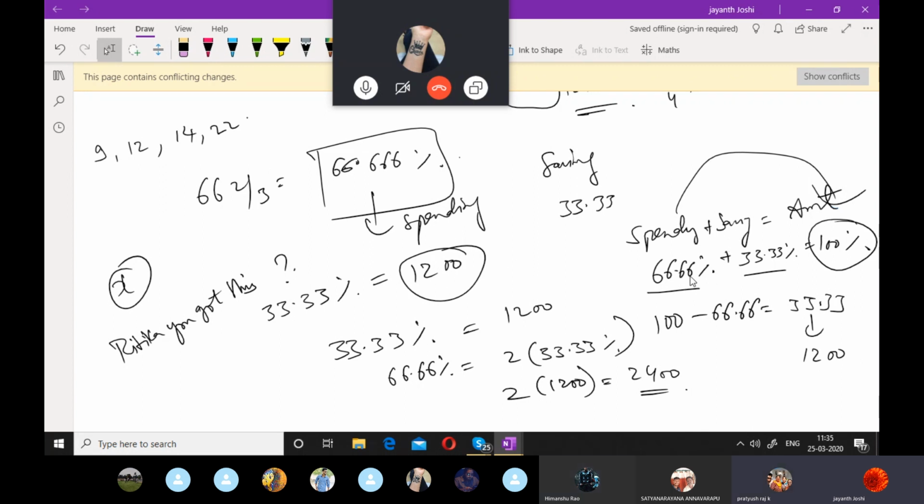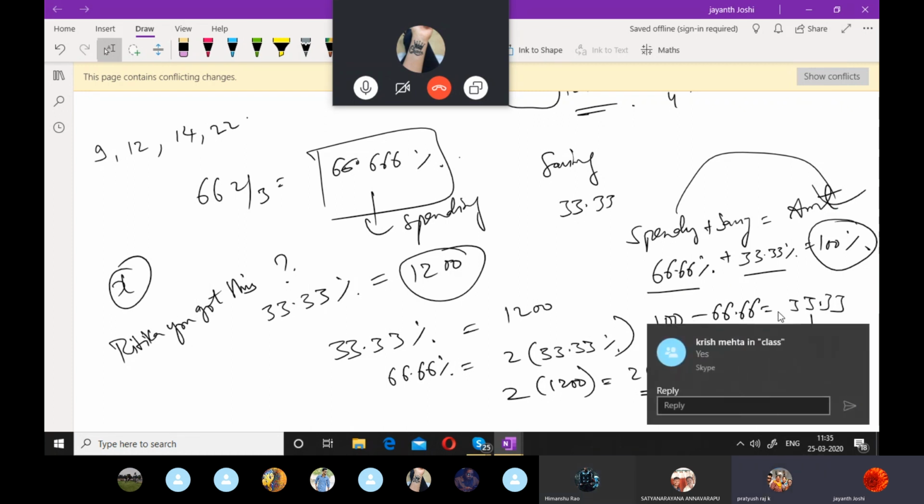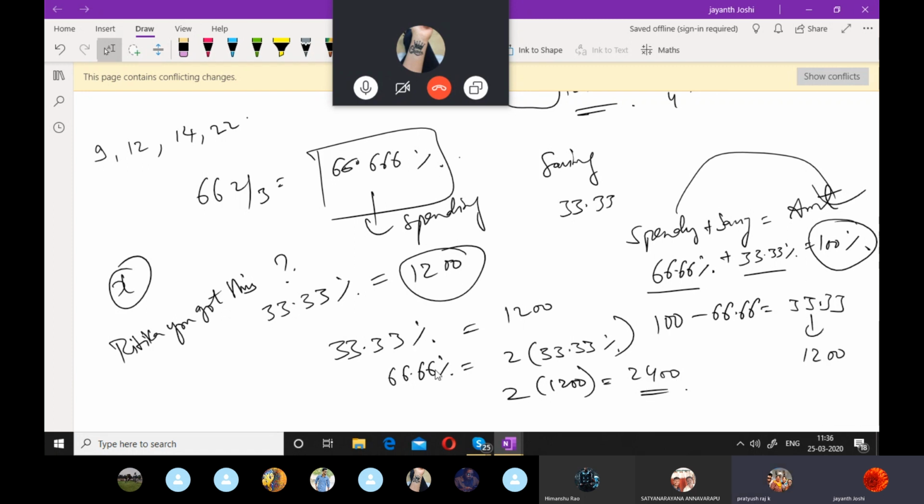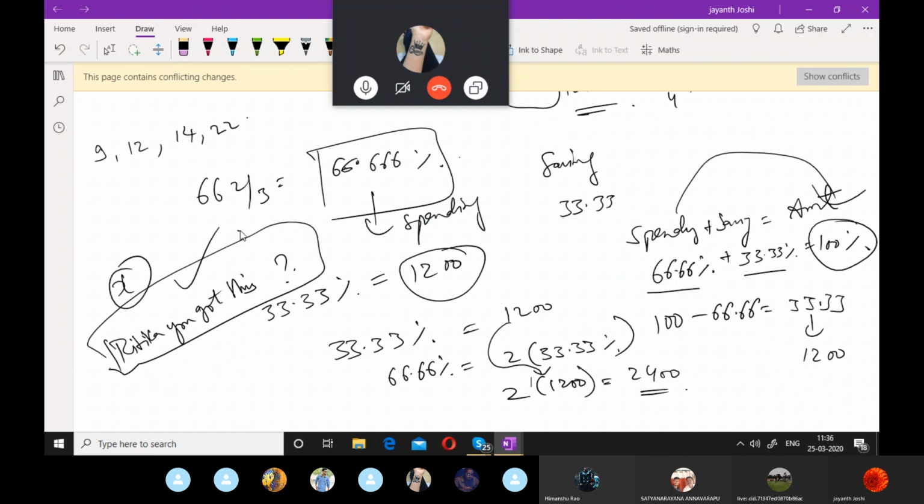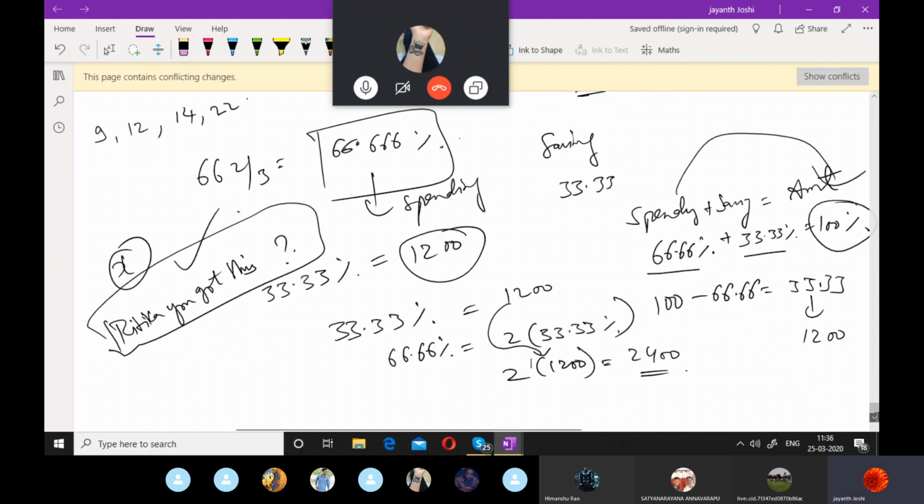Spending plus saving is the amount. So if I remove the spending from the total amount, I get the saving. And my savings are equal to 1200. My spending happens to be double of my saving. So that double is nothing but 2. This 66.66 can be written as 2 times of 33.33. So 33.33 represents 1200, that is 2400 is my spending. So total amount is 3600, 2400 plus 1200. Everyone got this? Ritika, you got this question? Okay, fine. Let's move.